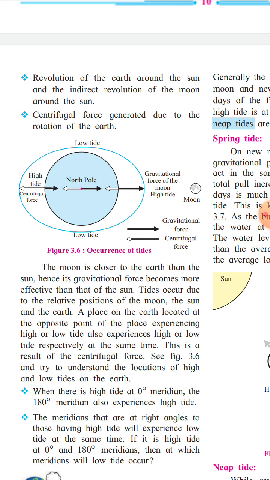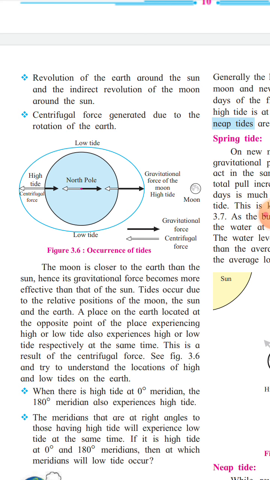Now figure 3.6 shows the occurrence of tides, and we know three factors are responsible for the occurrence of tides: gravitational force between the moon, the sun and the earth, the revolution of the earth around the sun and the indirect revolution of the moon around the sun, and the centrifugal force generated due to the rotation of the earth. All these are shown in figure 3.6.